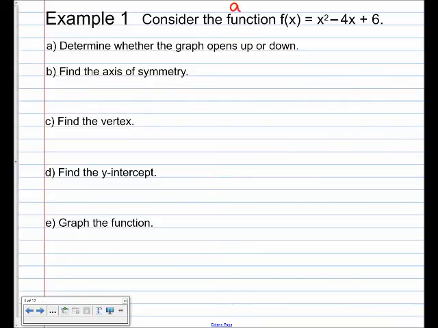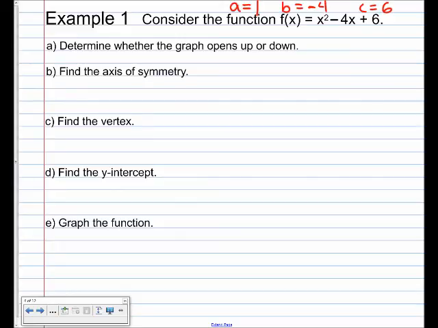A is equal to 1. B is equal to -4. And C is 6. All right? You always want to write those down first, just like we did when we did the quadratic formula before Thanksgiving. Always write those down first. I'm going to be looking for that today. Do you write down A, B, and C?